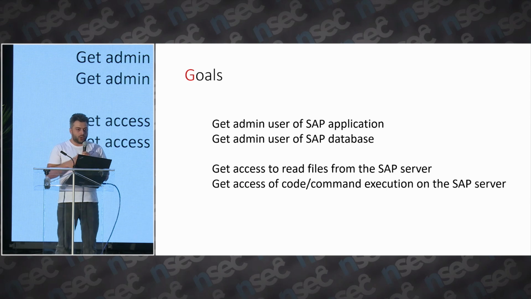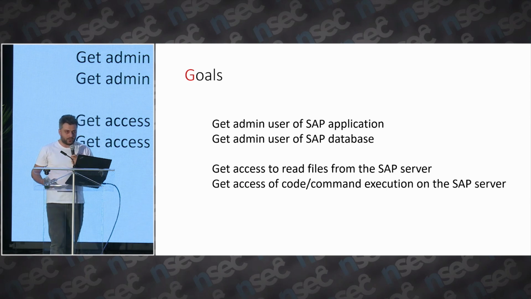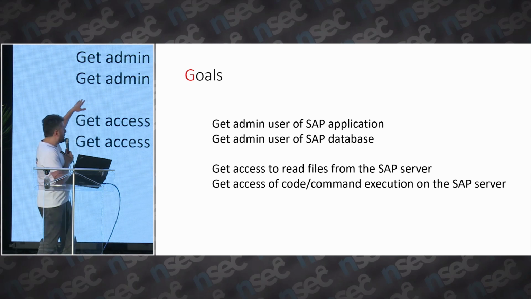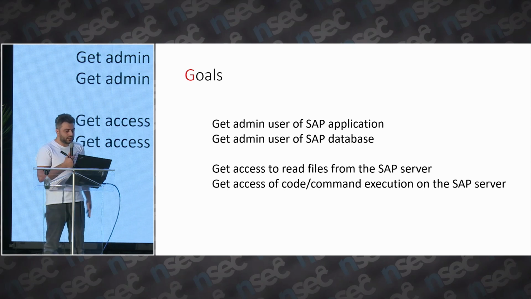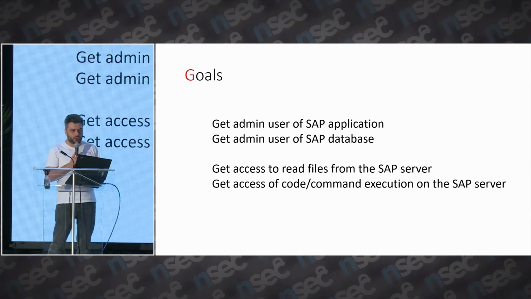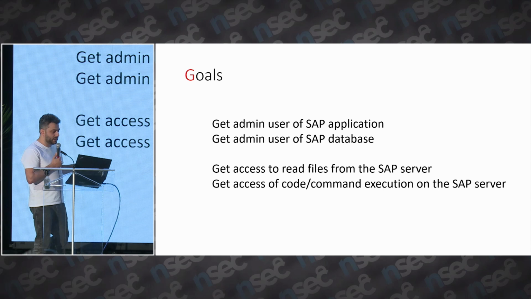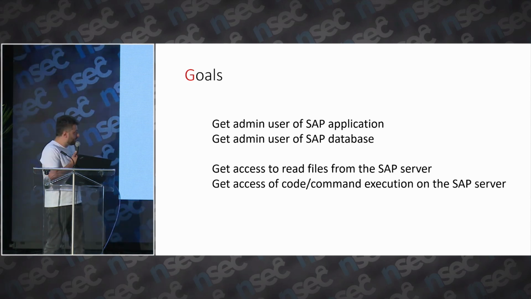Okay. When we are compromising the SAP servers, usually we can have 4 types of access. The first access can be an admin user in the SAP application. The second one, we can get access to the SAP database. The third one is a vulnerability where we can read files from the SAP application, using directory traversal for example, or we can execute some code or command on SAP servers.